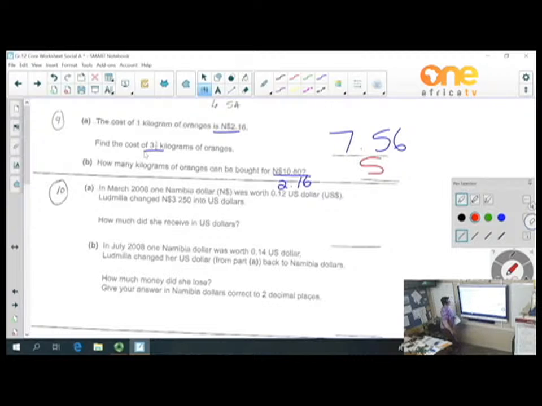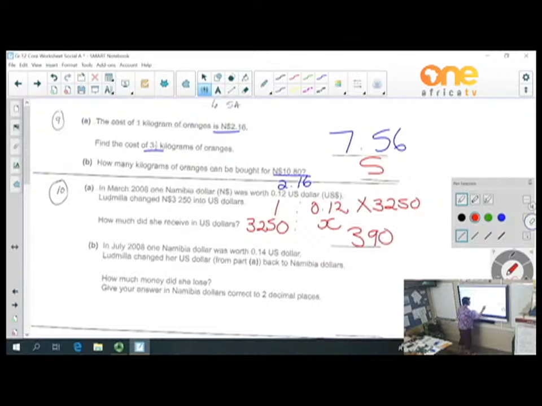Then in March 2008, 1 Namibian dollar was worth so many US dollars. Okay, so again, we write the ratio, 1 to 0.12, and 3,250. How much will it be there in US dollars? I think at this stage, the currency rate is 1 to 15. So multiply with bottom, divide by top. So you're actually going to multiply here. And how much is it? 390 US dollars.